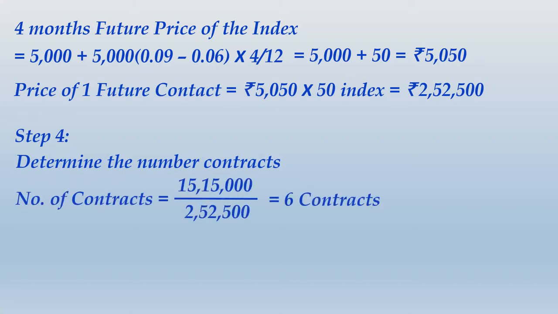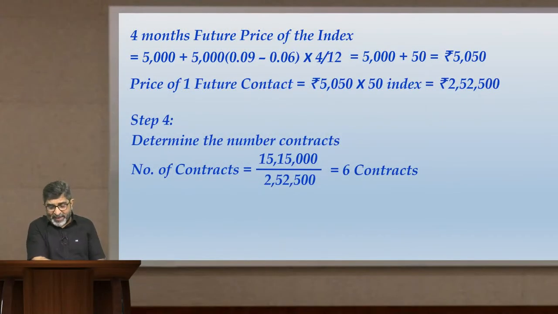Divided by the value of each contract, that is 2,52,500, would give you 6 contracts. See, there can be a little alternate way of presenting this working. Let me explain that as well.